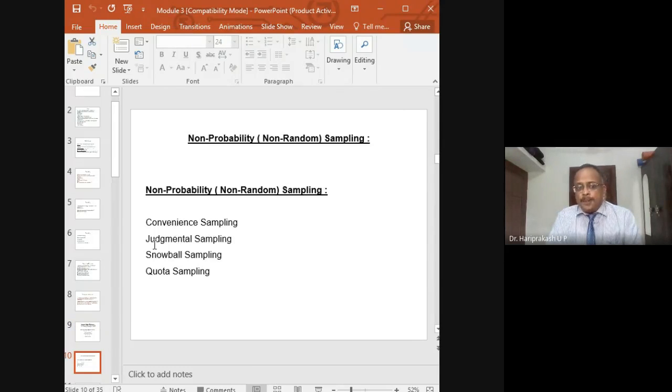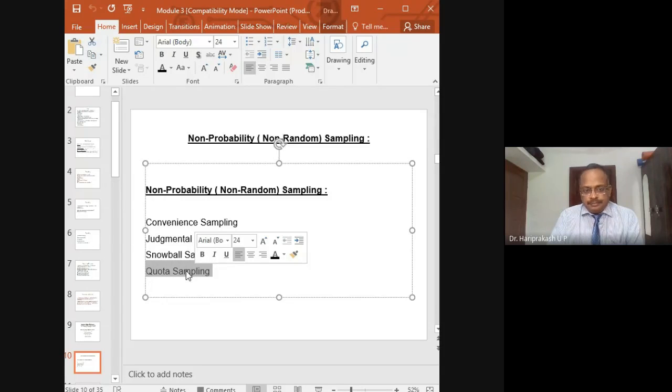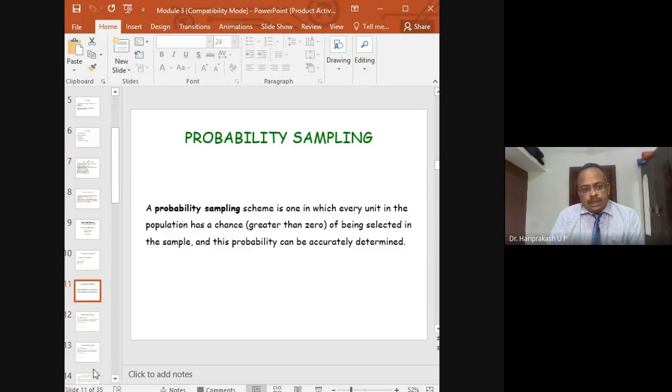And in non-probability sampling, there are 4 types. One is convenience sampling, then judgmental sampling, then snowball sampling, then quota sampling. So we'll start by discussing probability sampling.